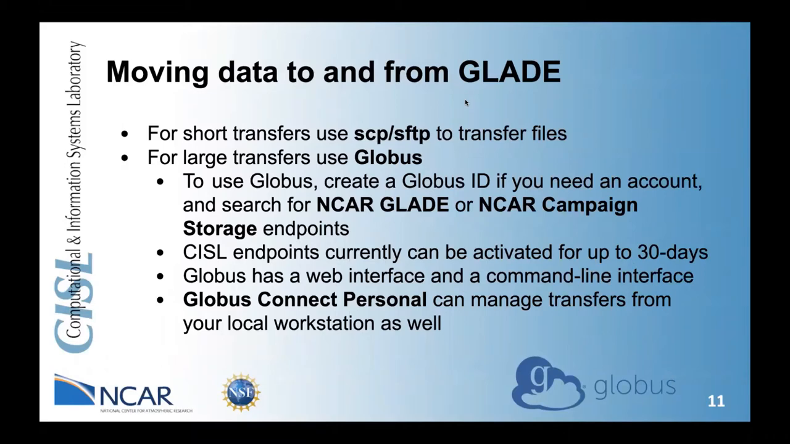For large transfers, if you need to transfer 500 gigabytes or something from one location, at your university or off of some other supercomputer, to get it to Cheyenne, SCP would be a fairly slow method to do that. So we recommend Globus. Globus is pretty speedy for large transfers like this. It's sort of optimized for doing this type of work.